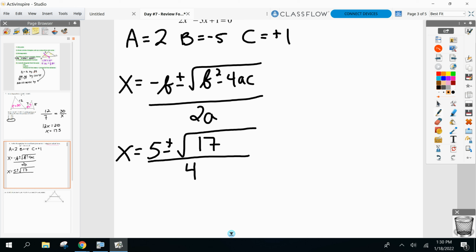All good so far. All right, now let's see. Anybody want to try to break down 17? Because that's your next step. Try to break down the radical you have. Can you find a perfect square that goes into 17?